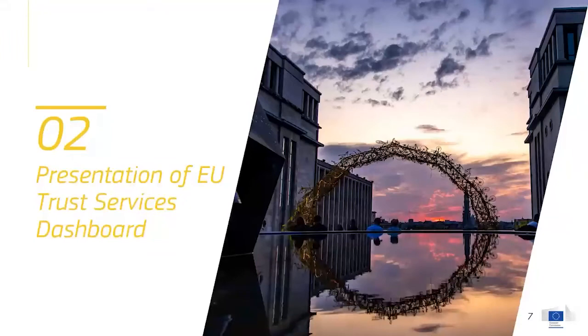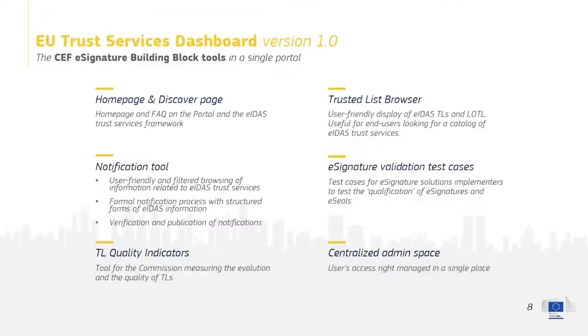So now about the EU Trust Service Dashboard. As it has been already presented 2 weeks ago in version 1.0 of the Trust Service Dashboard, so the version that has been released at the beginning of the year, there were multiple features. First, a home page, of course, and a discover page in which you can browse interesting information and FAQ on the portal, but as well on the information that is displayed in this portal.